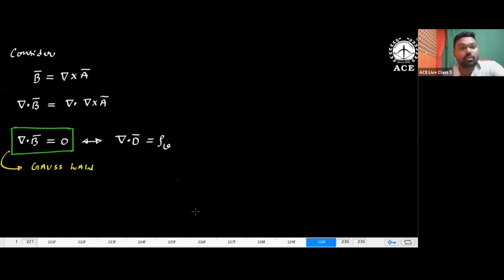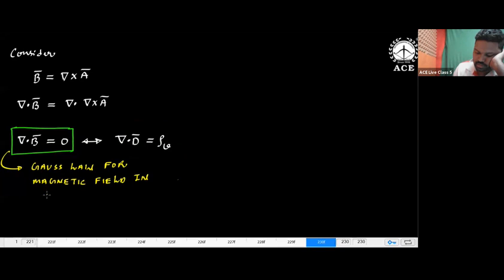Gauss law for magnetic field, beta. This is for the electric field, isn't it? That is under the context of electrostatics. Here it is under the context of magnetostatics. So here it is called Gauss law for magnetic field in differential form.